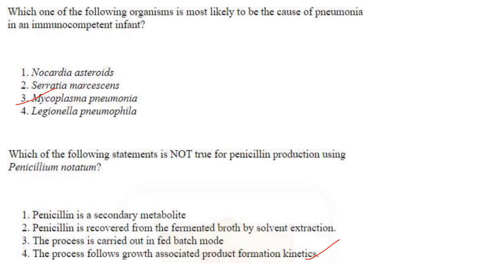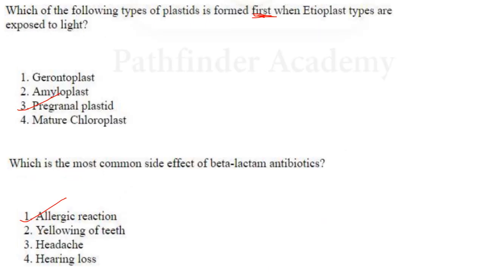Then next one. Which of the following statements is not true for penicillin production using Penicillium notatum? Penicillin is a secondary metabolite. That is correct. Penicillin is recovered from the fermented broth by solvent extraction. That is also correct. The process is carried out in fed batch mode. That is also correct. The process follows growth associated product formation kinetics. That is not correct. So they have asked which is not true for penicillin production. So answer is option 4.